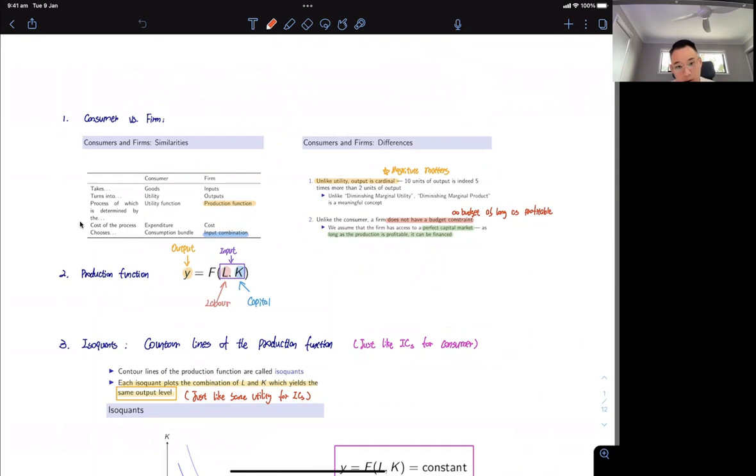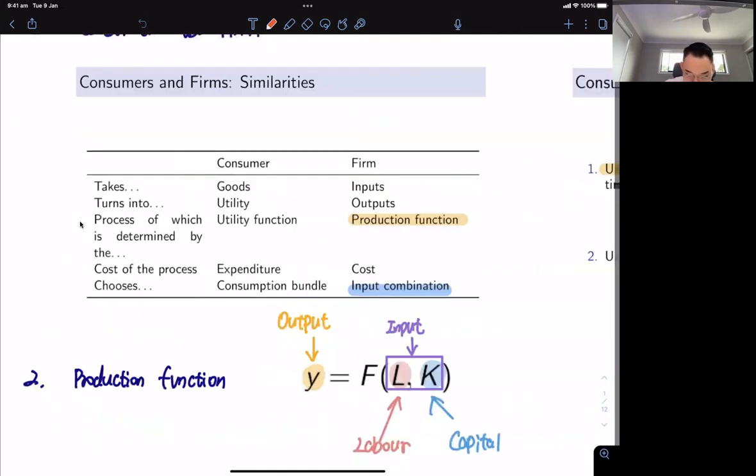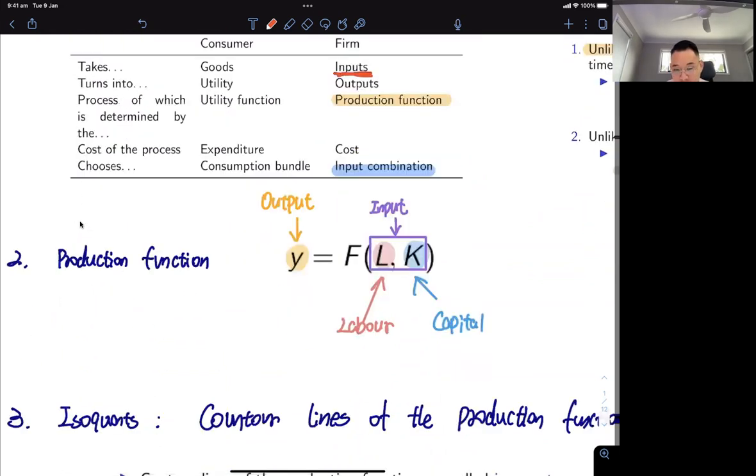In previous weeks, we've been talking about consumers and their utility, their indifference curves, all that stuff. So what's the difference between consumers and firms? A consumer takes goods, right? If you remember, we have two goods, X1 and X2, and Y1, Y2. And firms take inputs, right? What are the inputs? That is labor and capital, L and K.